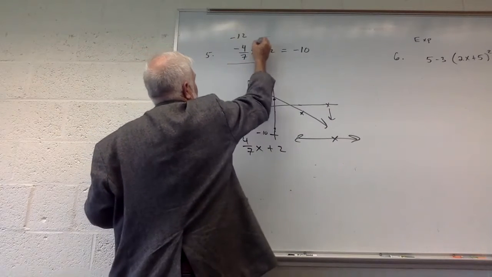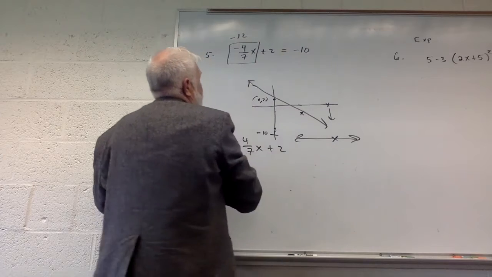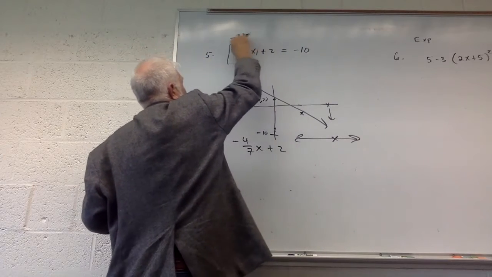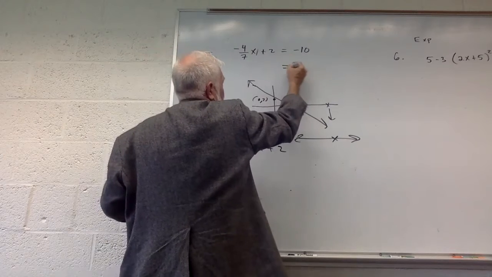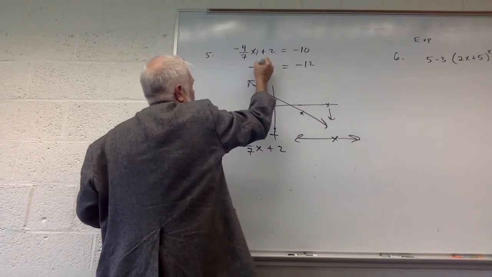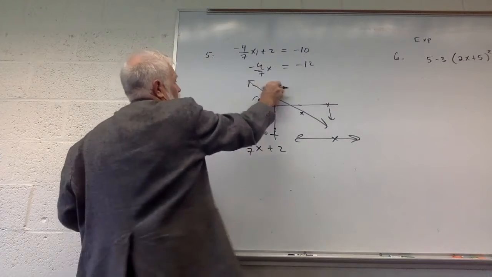This whole thing has to be -12 because -12 plus 2 is -10. So, okay, what's our first step? The first step is to move the 2 to the other side. Oh yeah, there's our -12. There's our -4/7 x equals -12.